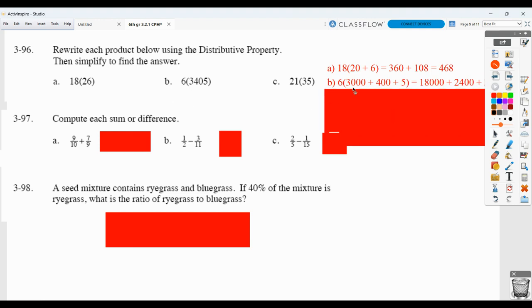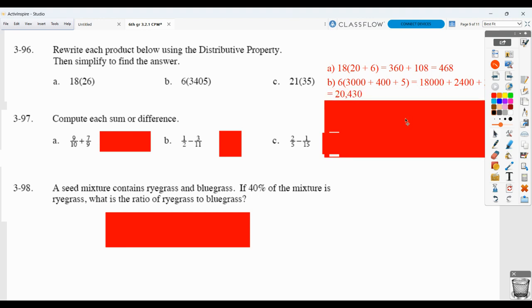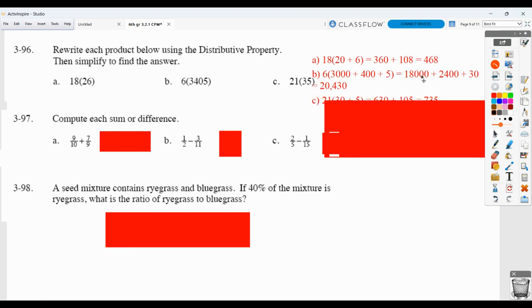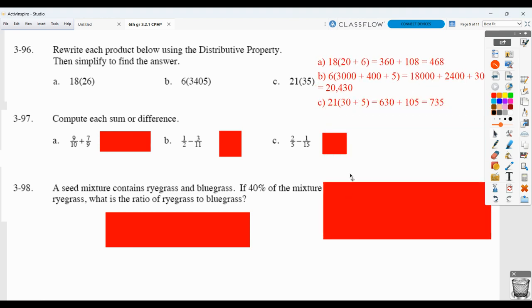6 times 3,000 plus 400 plus 5 gives you 18,000 plus 2,400 plus 30, equaling this total. And again, if you choose to leave 21 and just break apart 35, it would look like this. But I would also take it if you made it 20 plus 1 times 30 plus 5. Show what's in your area model and your answer.